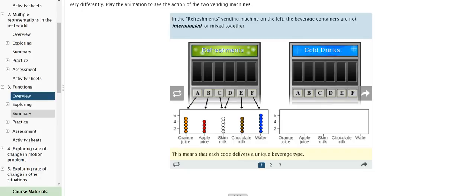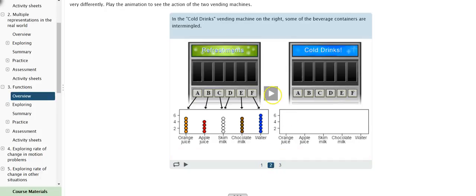So notice that every button that they're hitting on the vending machine is going to give them a unique beverage. One machine, two buttons share one drink, but each button only has one drink. So if I touch that button, I'm going to get the drink that I requested.